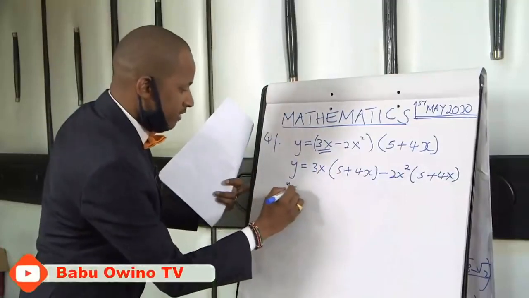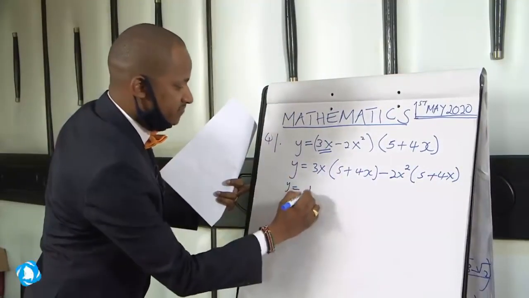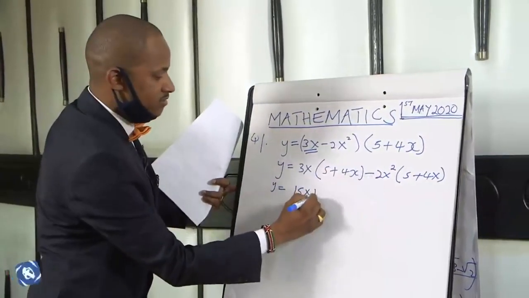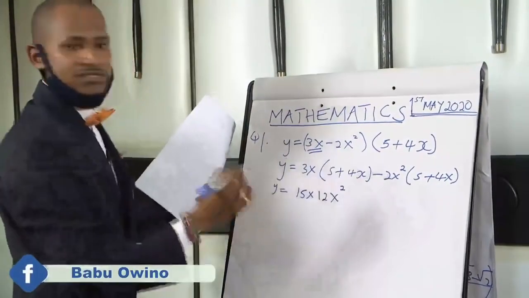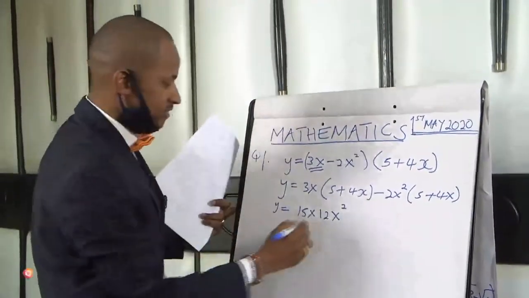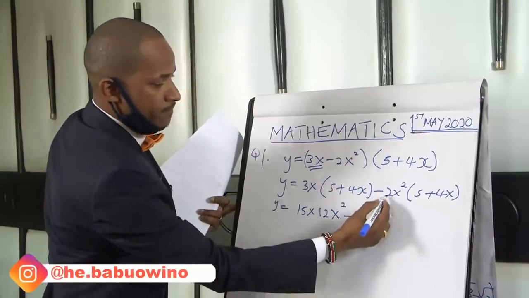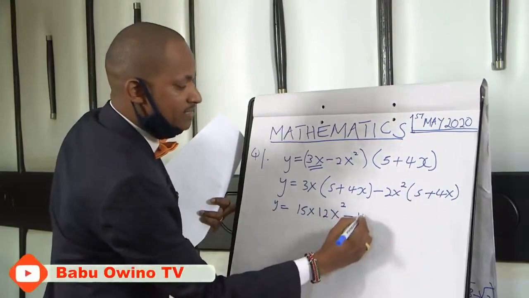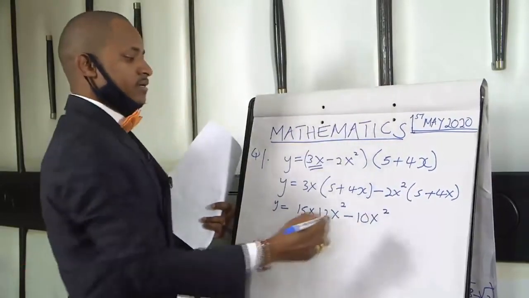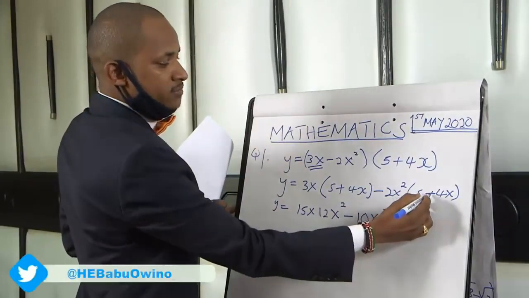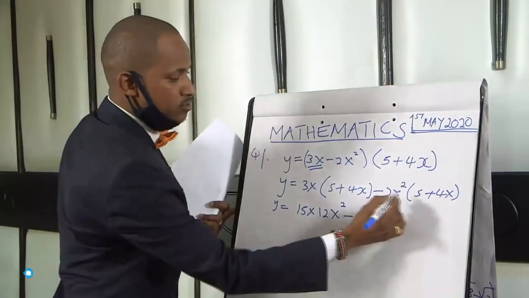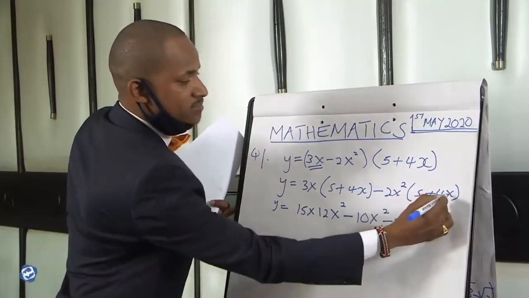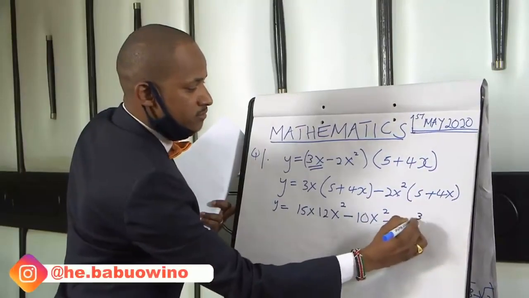Then we expand it. y is equal to 3x times 5 is 15x. 3x times 4x, we get 12x squared. That's 12x squared minus 2x squared times 5. Minus 2x squared times 5 is minus 10x squared. Then minus 2x squared times plus 4x. 2 times 4 is 8, that is minus 8, then x squared times x is x cubed.